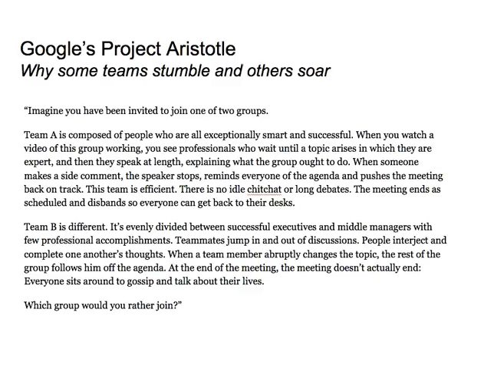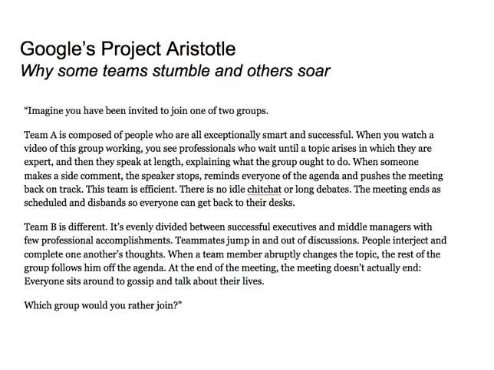You know, what are the group norms? Not just how you respond, was it a good team or a bad team and why, but what were the norms that influenced that? So imagine you've been invited to join one of two groups. Team A is composed of people who are exceptionally smart and successful. You watch a video of this group working, you see professionals who wait until a topic arises in which they are an expert, and then they speak at length. This team is efficient, no idle chit-chat. It ends as scheduled and disbands so everybody can get back to work.